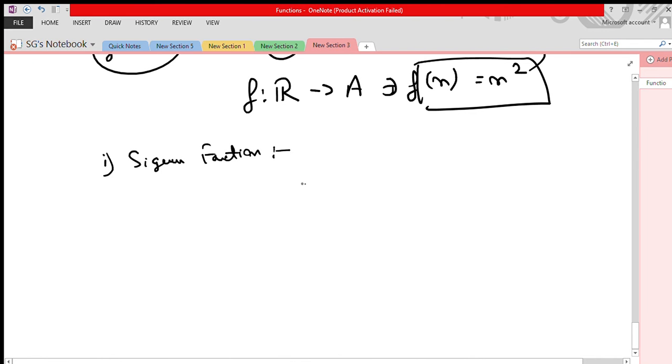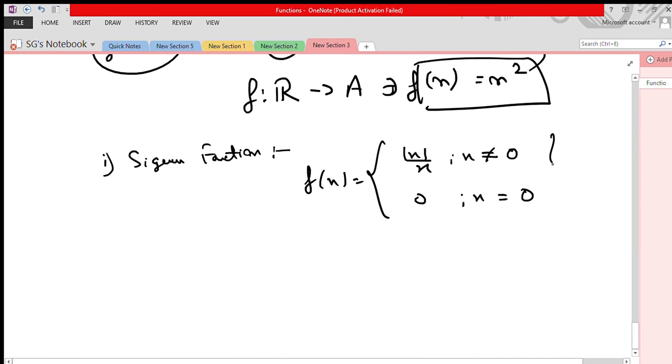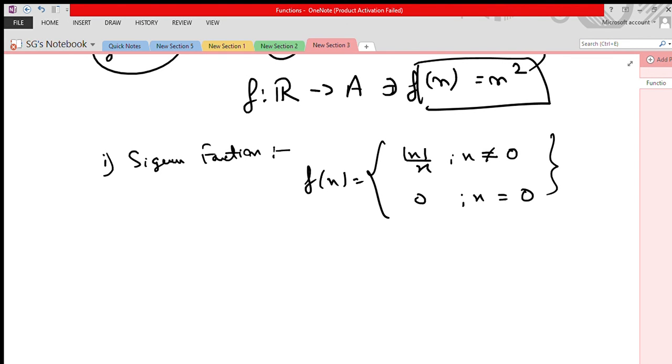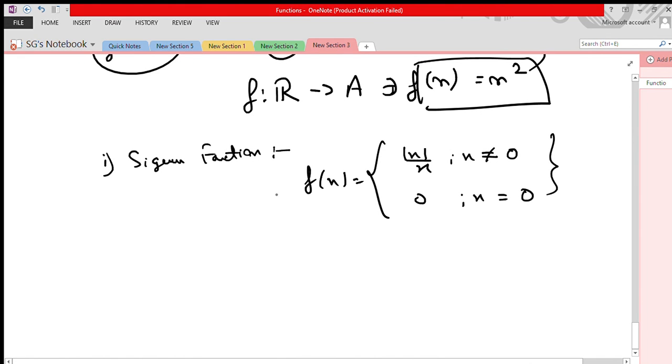What is a signum function? So f(x), the signum function, is given like this: |x|/x when x is not equal to 0, and 0 when x equals 0. Clear? That is, x gets transformed to mod of x over x when x does not equal 0, and gets transformed to 0 when x equals 0. So how can you map this particular function, or how can you show the graph of this particular function?